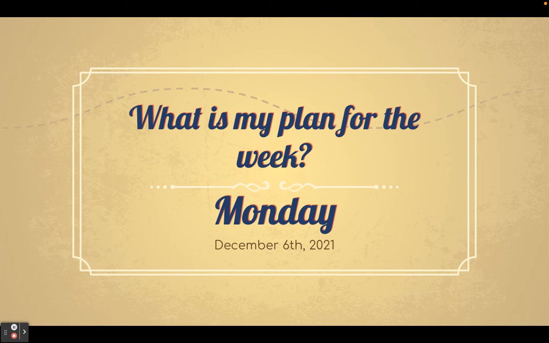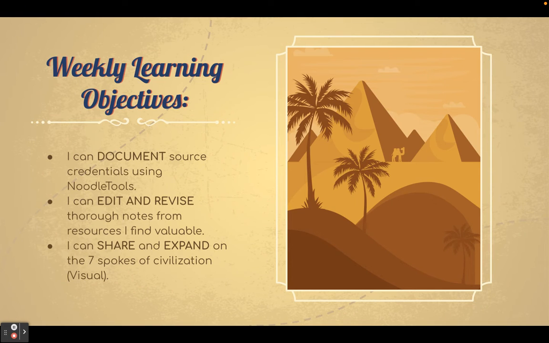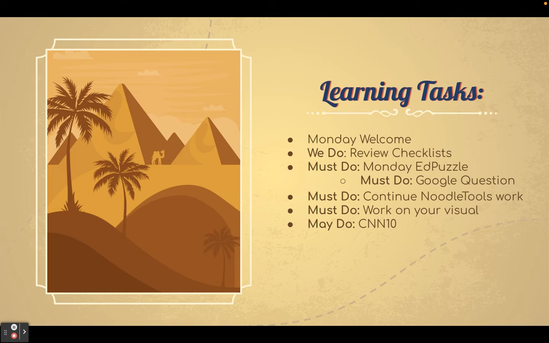Based off of my reflections and reviews of work, nobody is done. Absolutely no one with their research or their visual. So, the objective this week is: I can document source credentials using Noodle Tools. I can edit and revise thorough notes from resources I find valuable, and I can share and expand on the seven spokes of civilization. So, today we're going to review the checklist for you.